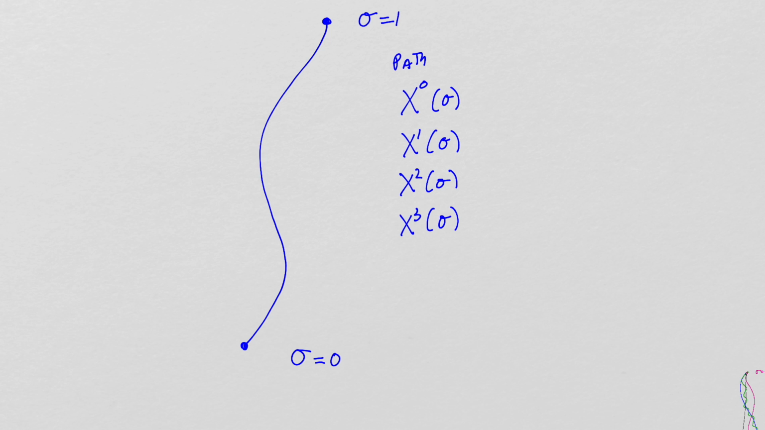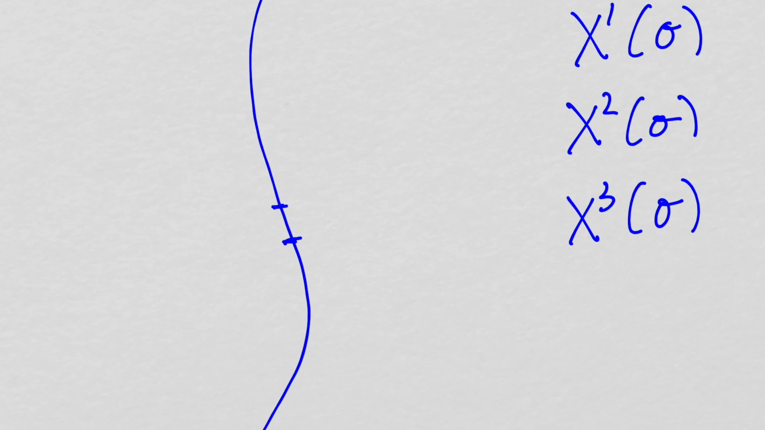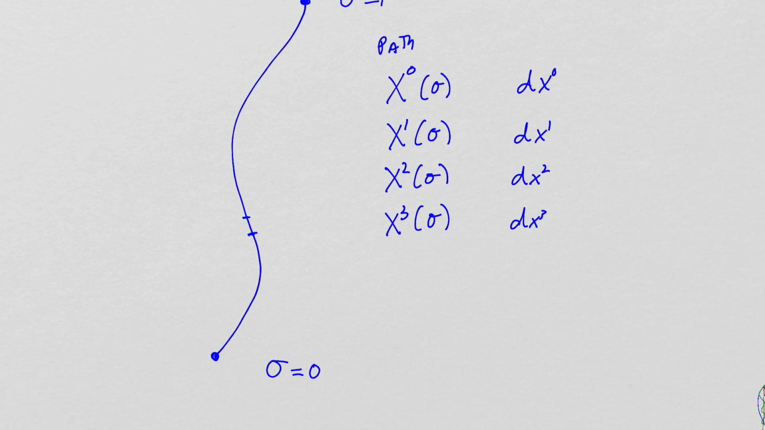Then the path has differentials, right? You can imagine easily taking the differential of a path. You can take dx0, you can take dx1, dx2, and dx3, and those would be little pieces of the components. So these are the differentials of the components of the path, the differentials of the path components, right?